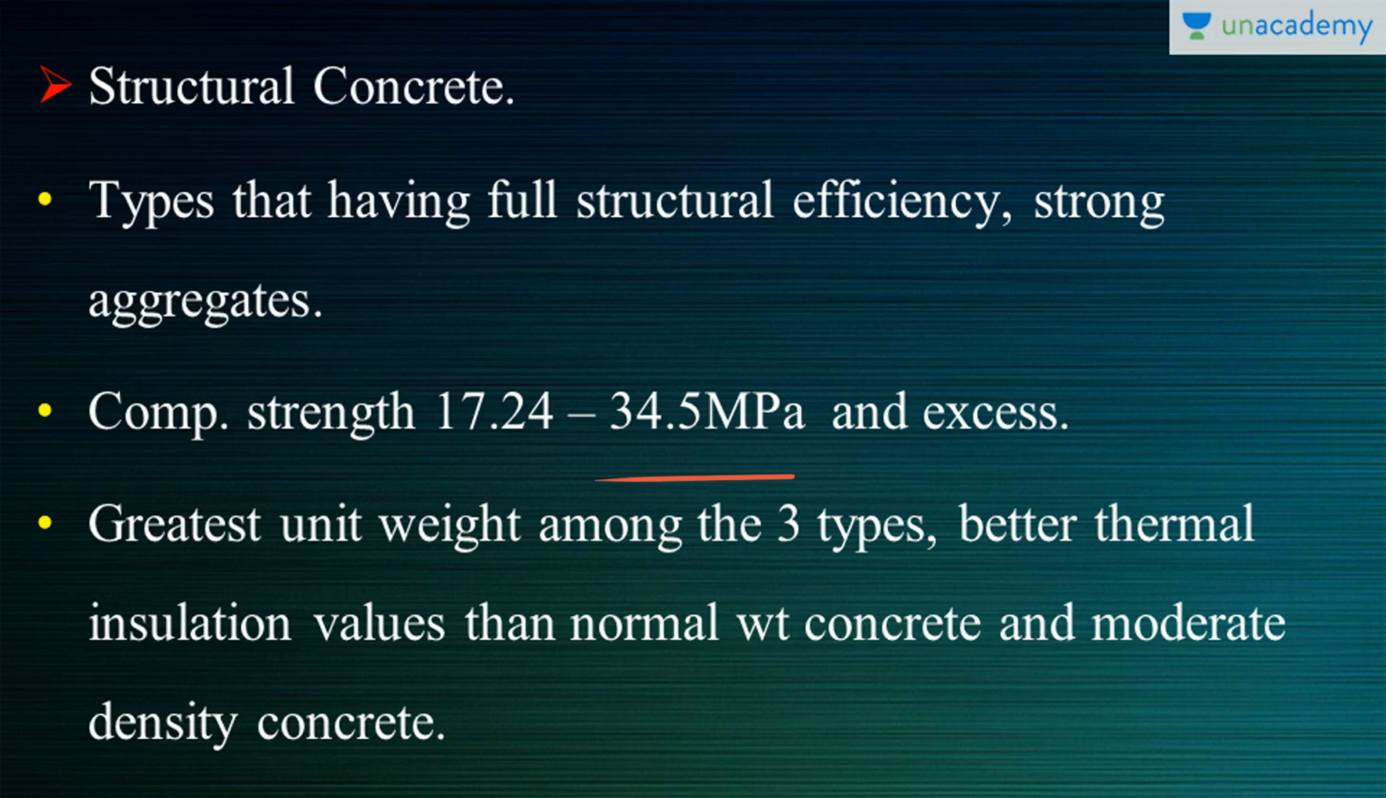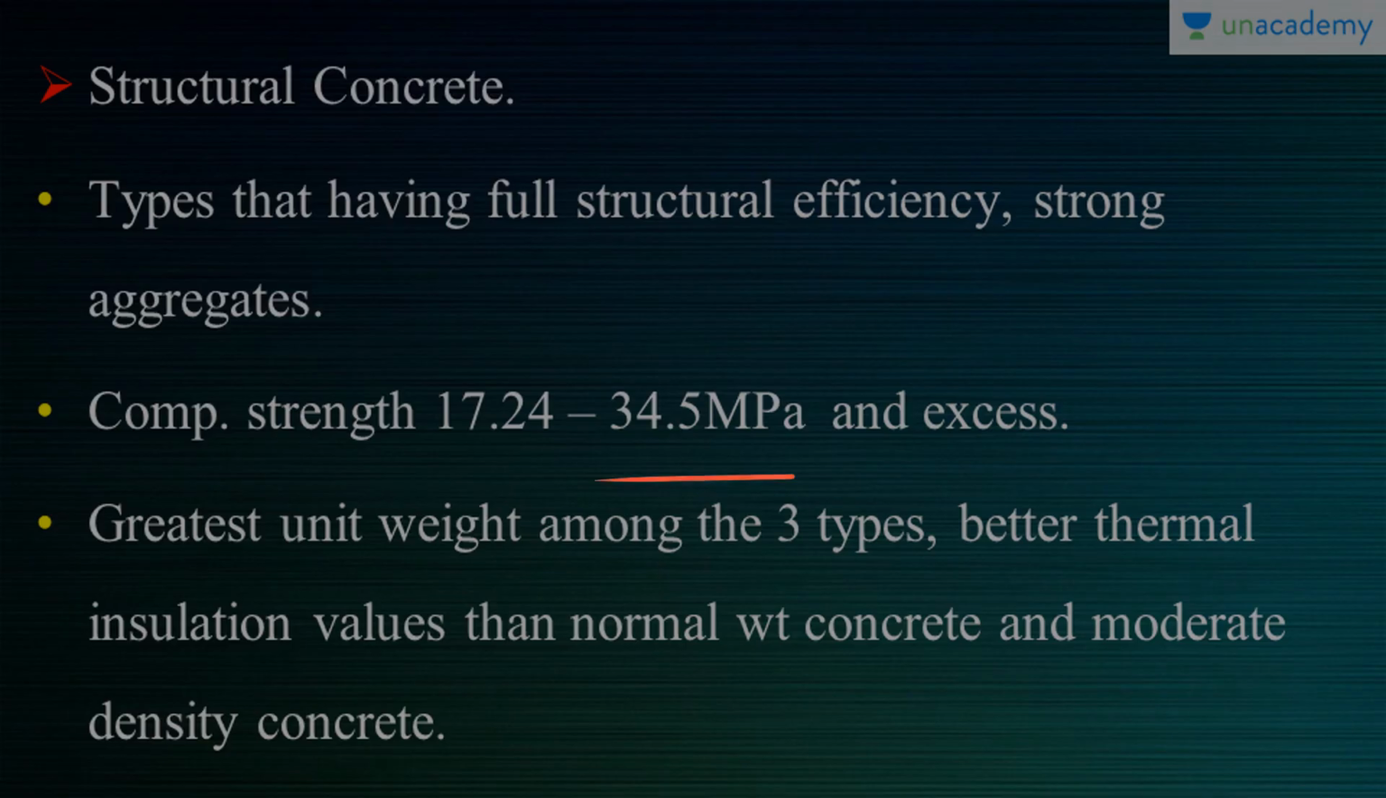This has the greatest unit weight among the three types, which means that since higher strength aggregates are used, the unit weight is more for this type of concrete. Also it has better thermal insulation values than the normal weight concrete and the moderate density concrete. So among the three, this is one of the strongest and best thermal insulators in this classification. So that's all for today.